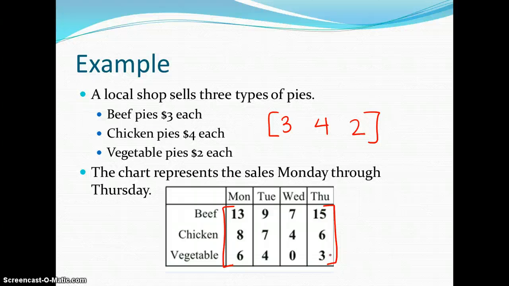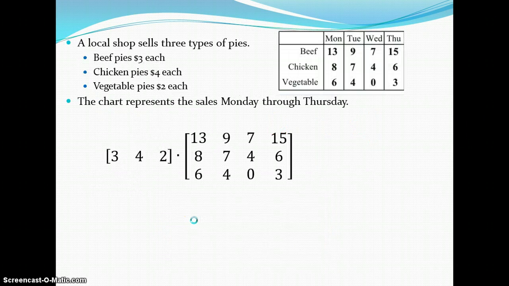To figure out overall, at the end of Monday through Thursday, I'm going to figure out how much I sold total, what the total amounts I earned on Monday, Tuesday, Wednesday, and Thursday were. To do that, you'd need to use multiplication. If you were doing this individually, to figure out what you got on Monday from beef, you'd take 3 times 13. For chicken pie on Monday, you take 4 times 8. The idea is we can use matrices to do this exact same thing.